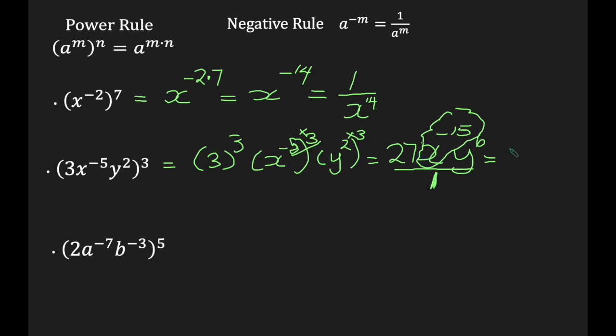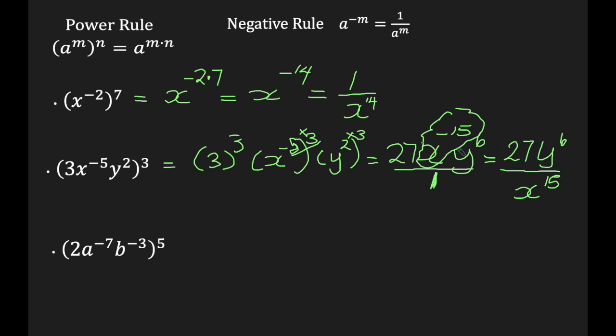So here, the 27 is okay, that can stay. The y to the 6 is already a positive exponent, so it doesn't need to move. However, the x to the negative 15 is a negative exponent, so to make it positive, it's going to come to the denominator position and become a positive 15. So remember, you only move negative exponents. Negative integers are allowed. Coefficients, if they're negative, are fine. They don't need to be moved.